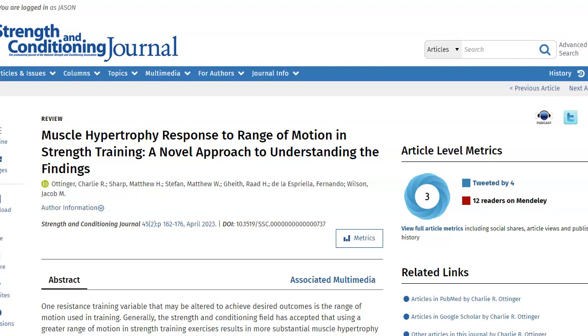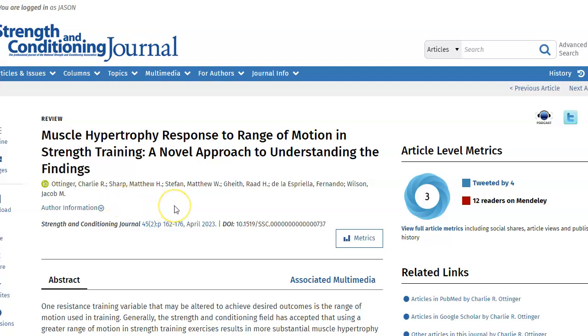Thought you might appreciate it and find value in it, especially those of you interested in skeletal muscle hypertrophy. This was an article, at the time of this recording, published in April of 2023 by Ottinger, hope I said that right, as lead author, and Jacob Wilson as senior author. It's called Muscle Hypertrophy Response to Range of Motion and Strength Training, a novel approach to understanding the findings. This is a strength conditioning journal. You can go look up this article.